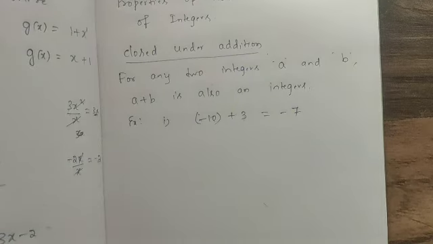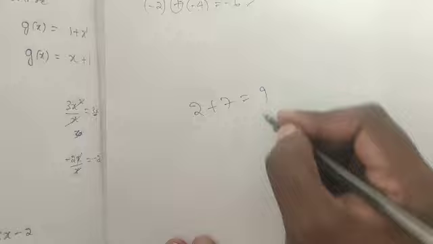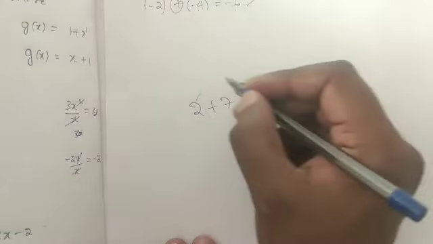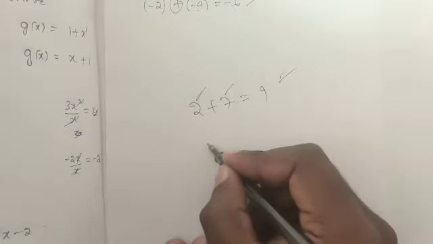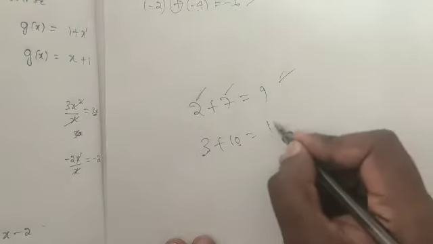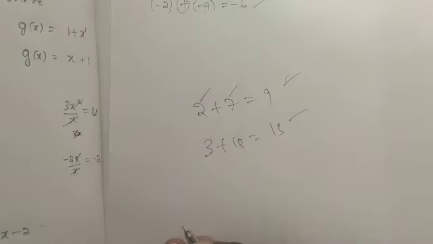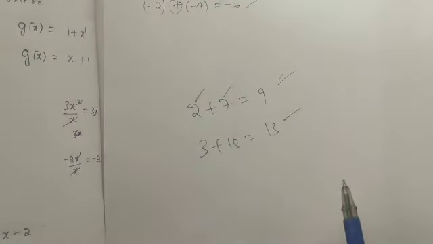Now, let us observe that this is applicable for the natural number system also. You take any two natural numbers, you add them. I'll take two natural numbers, 2 plus 7. What is the answer? 9. 2 is a natural number, 7 is a natural number, 9 is also a natural number. You take 3 plus 10, both are natural numbers. Add them, the answer is 13, also a natural number. That means this closure property is applicable for natural numbers also.